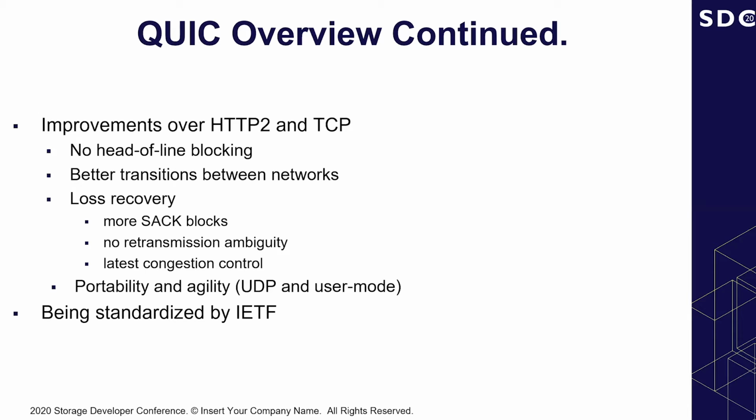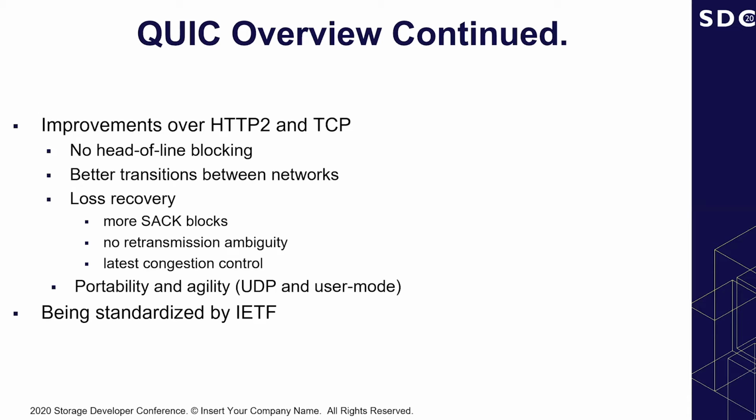QUIC also provides for better transitions between networks. Once a QUIC connection is established, you can set parameters such as local address and remote address on the connection throughout the lifetime of the connection, and the rebinding will automatically happen. So QUIC allows for connection migration this way from cellular to Wi-Fi or vice versa.